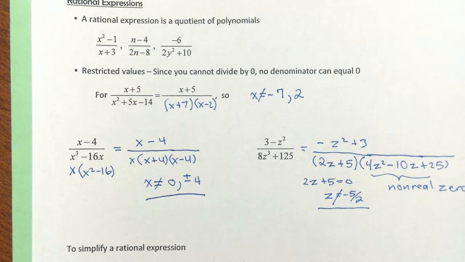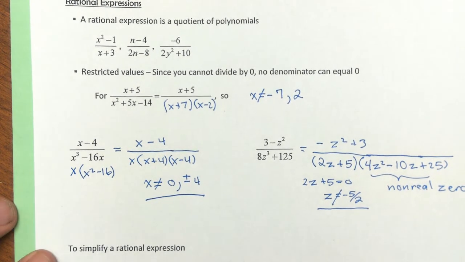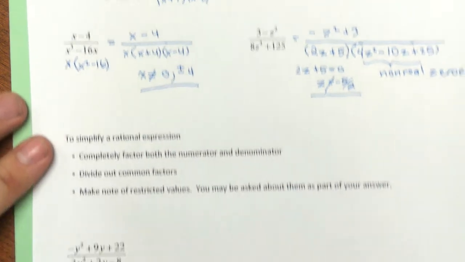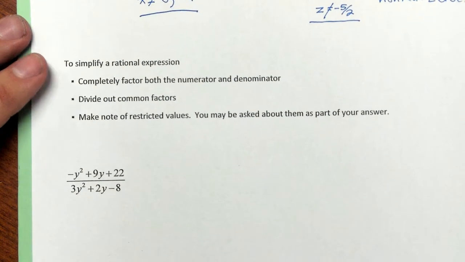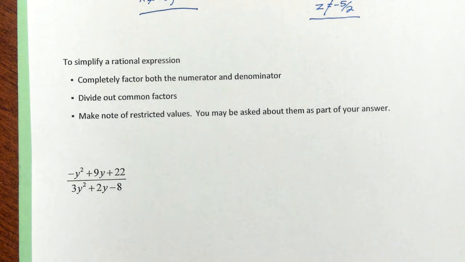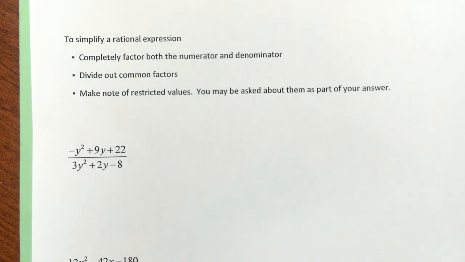All right, so now that we have that out of the way, let's work on simplifying a rational expression. When you first learned fractions, right after you learned how to simplify fractions, the process is essentially the same for rational expressions. You're going to factor both the numerator and the denominator, and you're going to divide out common factors. Now, as you do this, you want to make a note of restricted values. You may be asked for them as part of your answer.